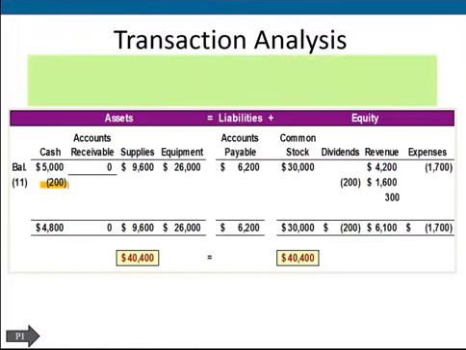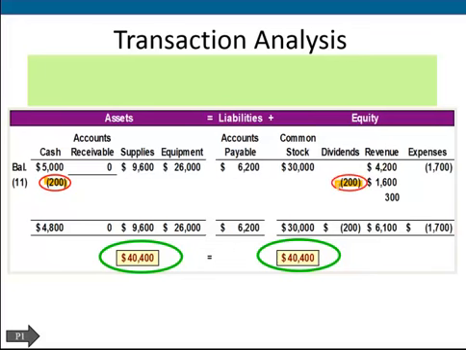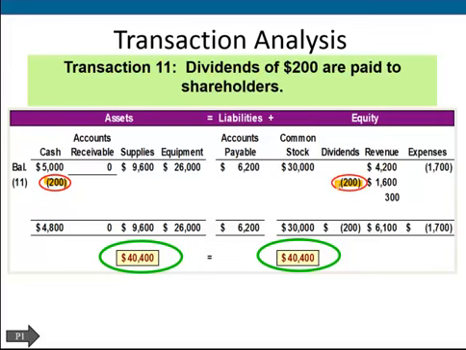So in number 11, cash is going to go down, and equity will go down. Dividends are going up, but yes, equity is going down because the actual equity is being taken out of the business to go to the owners. And the equation is still in balance.